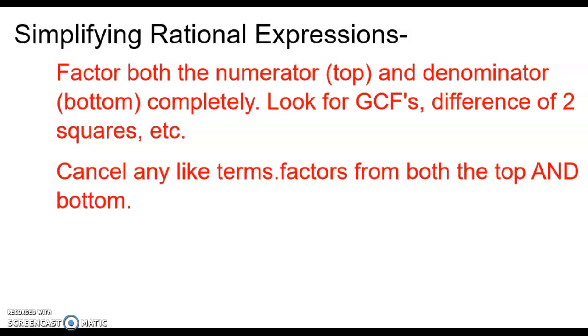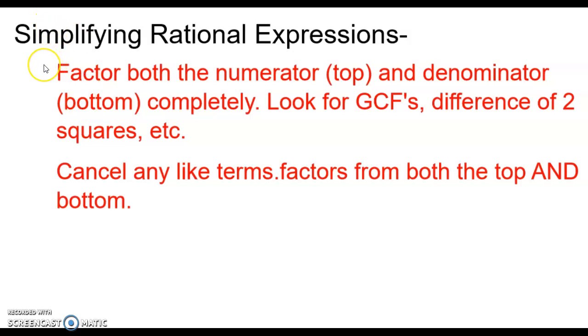In order to simplify rational expressions, your first step is to factor both the numerator, which is the top, and the denominator, which is the bottom, completely. What we mean by completely is you have to pull out greatest common factors, factor using the difference of two squares method, and factor by grouping. You're going to factor and factor until you cannot factor anymore. Then you're going to cancel any like terms or factors from both the top and the bottom of the expression.